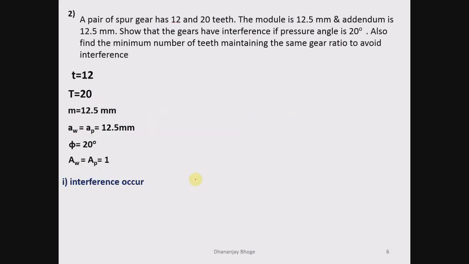Now what do we have to show? We have to show that interference is there. And next, to avoid the interference, we will select the minimum number of teeth on gear. So this is our given data. So write all these things. Now we'll proceed with the solution.